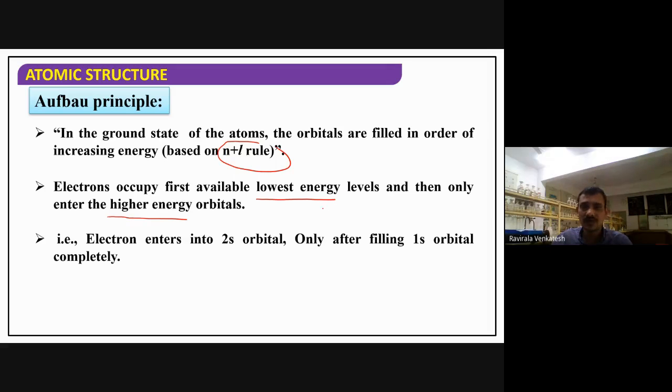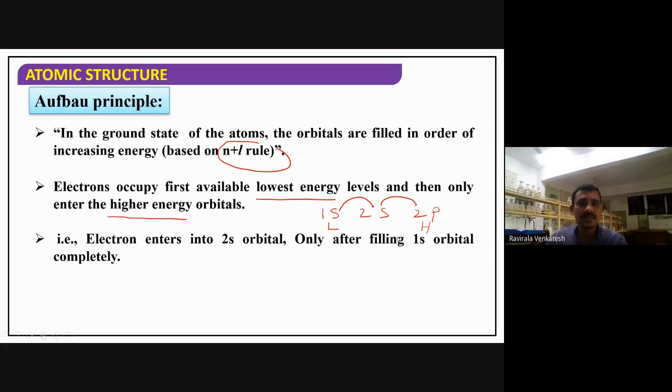For example, I have to fill electrons in 1s, 2s and 2p. Now you have to see which is lowest in this case. 1s is the lowest one, 2p is the highest one. Now I have to fill the electrons from 1s to 2s. After filling 2s, I have to go for 2p. So whenever you are filling the electrons, first we fill the low energy 1s orbital, then the higher energy 2s orbital.